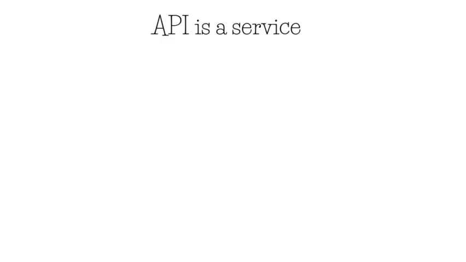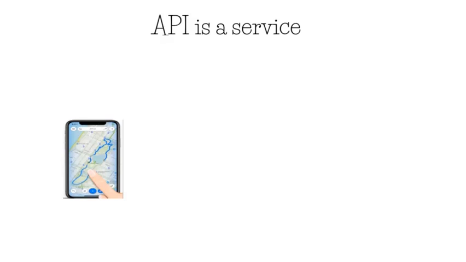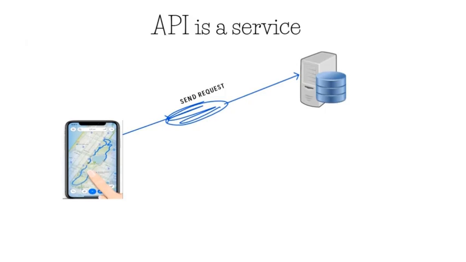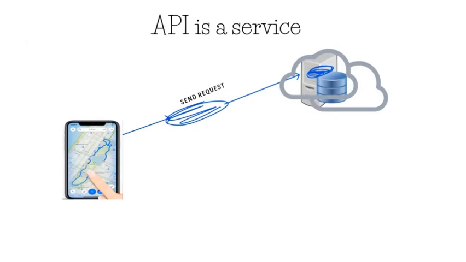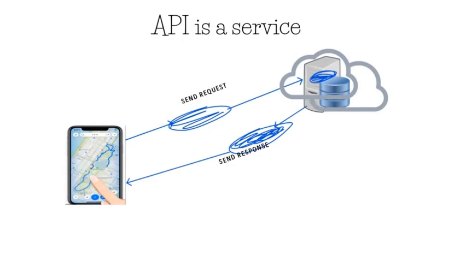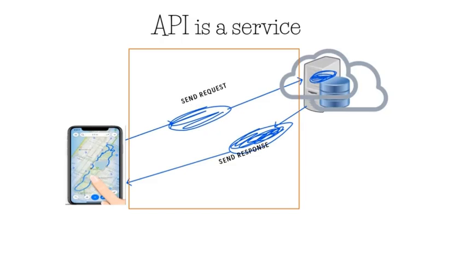You can consider an API as a service provider. Suppose when you open an app and you want to access something, you send a request to the server. The server processes your request and then delivers the response to the application. The communication channel in between here is known as the API.